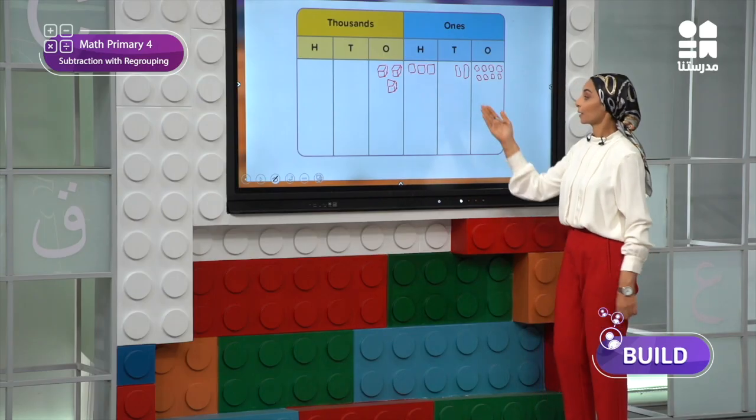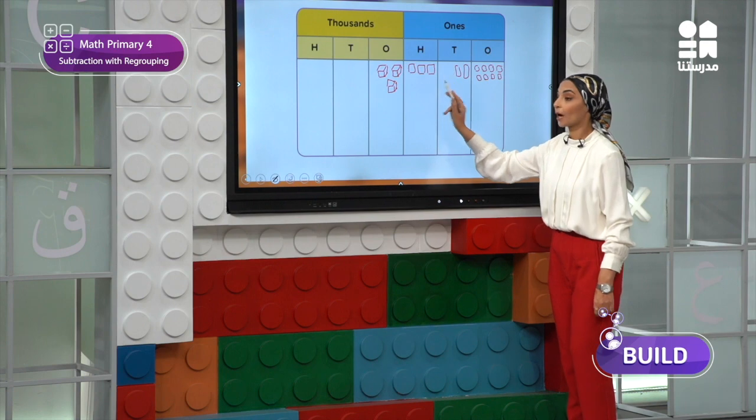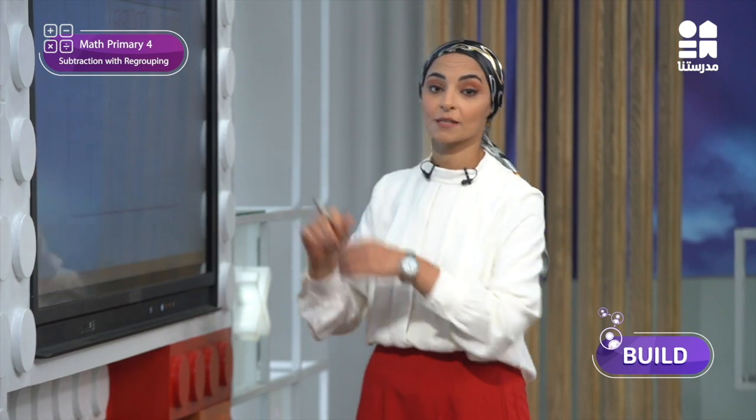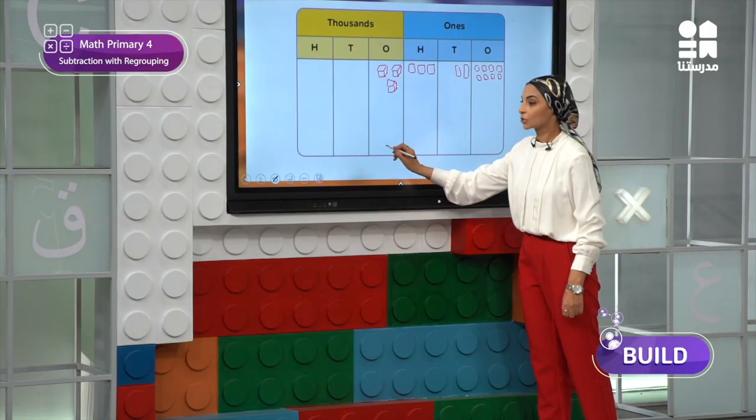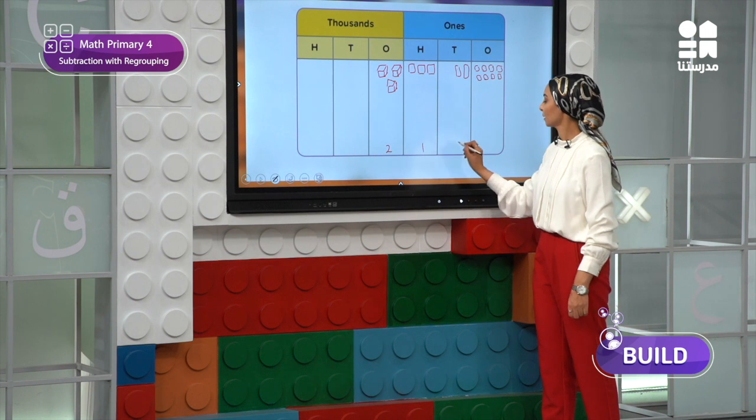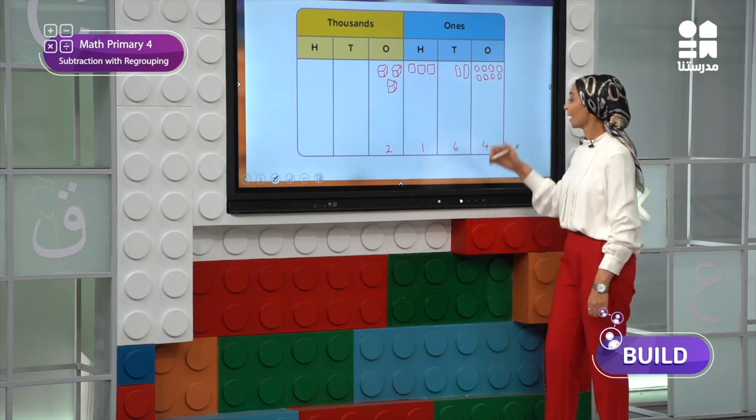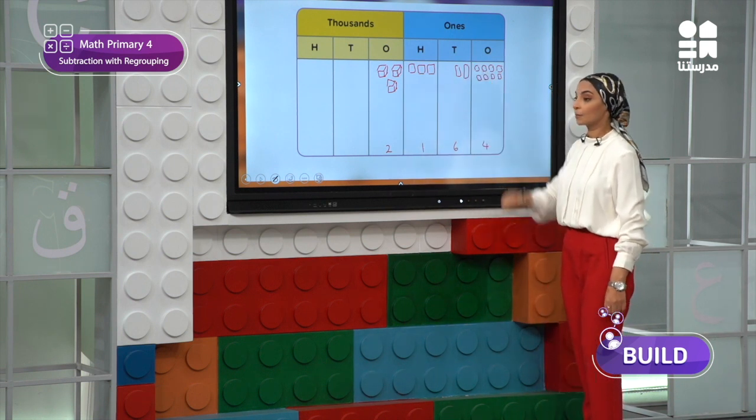Okay, so here I represent the number 3,328. What should I do? I want to subtract 2,164 from this number, so I will write 2,164. Come on, let's subtract this one from the biggest one.